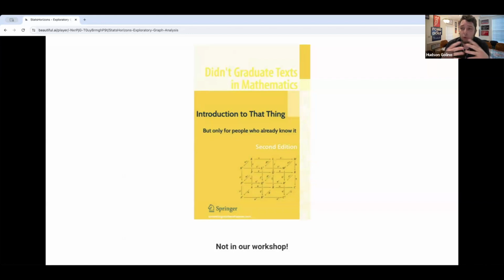So before we move forward, I need to explain the philosophy behind my teaching strategy. Most of the quantitative courses are taught in a way that is for people that already know that stuff, right? It's an introduction to that thing for people that already know it. Not here, not me. Not in this workshop. So I don't assume you know anything we'll be talking about.